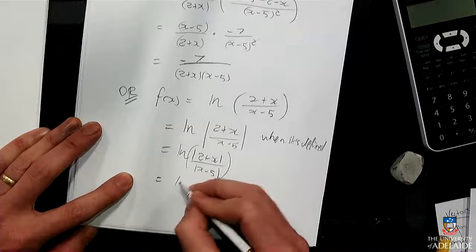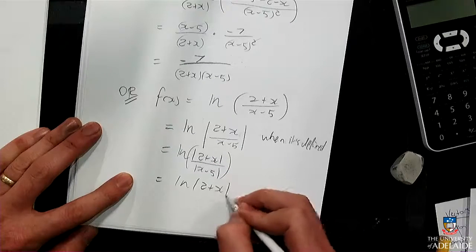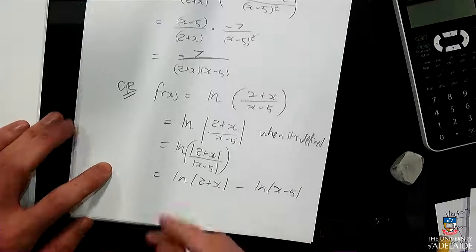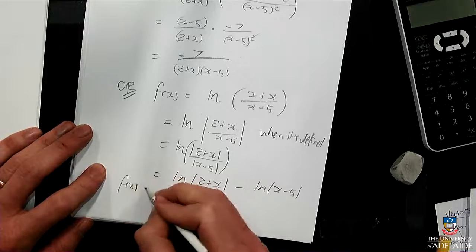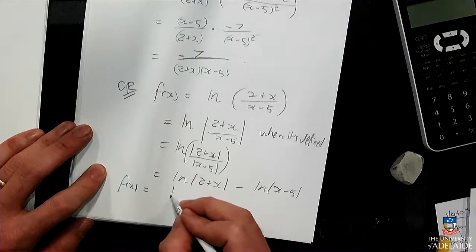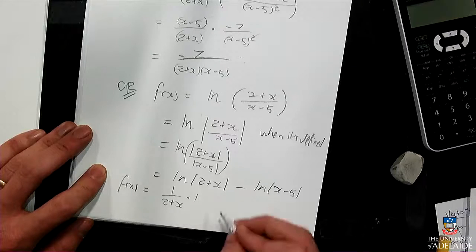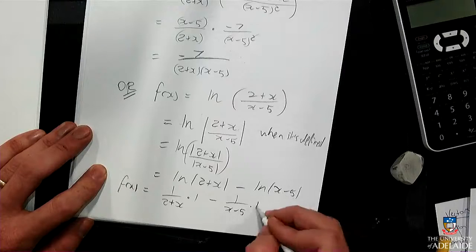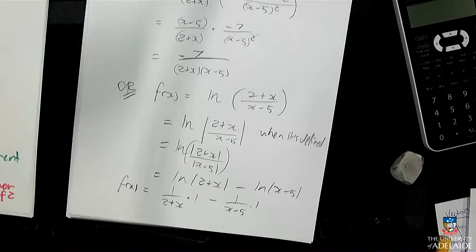And this I can split. And the derivative of that I can totally do. It's 1 over 2 plus x times the derivative of the 2 plus x because of the chain rule. And it's 1 over x take 5 times the derivative of the x take 5 because of the chain rule. And the absolute values disappear because I don't need them afterwards, because if that number's negative, it will need to be a negative derivative.